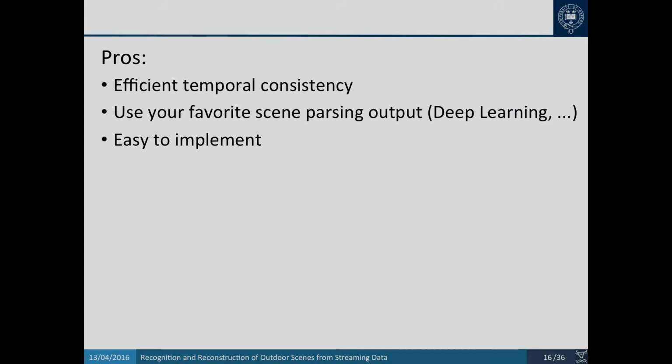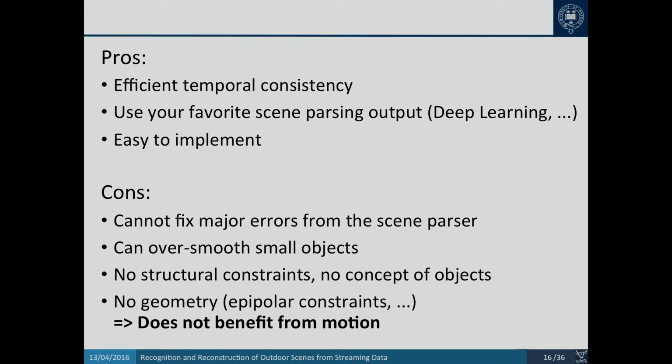Alright, so what's good and what's bad about this? So this enforces temporal consistency quite efficiently. You can use your favorite scene parsing output, so whether you use deep learning, CRF, inference machine, boosting, whatever you want, everything's fine. You can use your favorite optical flow method, any will work reasonably well, and it's very easy to implement. But on the other hand, it cannot fix major errors from the scene parser.